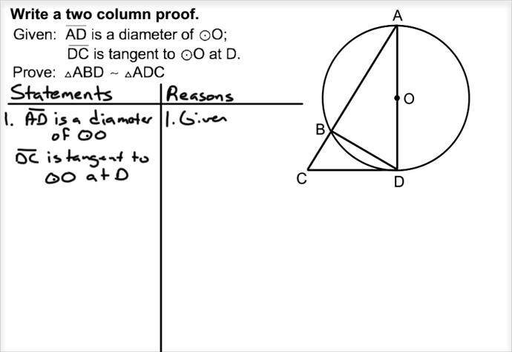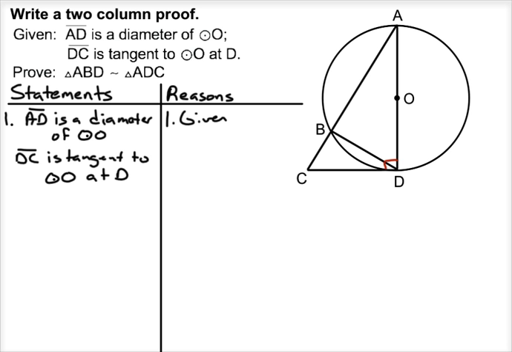Well, let's see what that really means. I can see by my diagram off to right that segment AD does in fact look like a diameter. And if segment DC is tangent to circle O at D, I end up getting a right angle. Well, let's see where we're trying to go with this. I'm trying to get triangles similar.